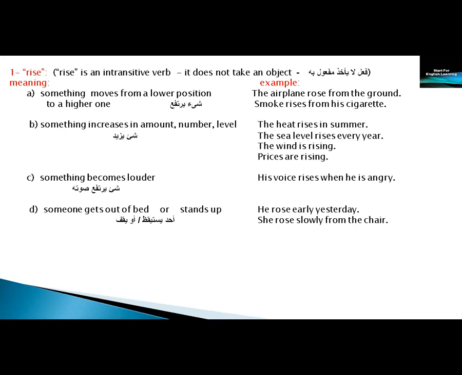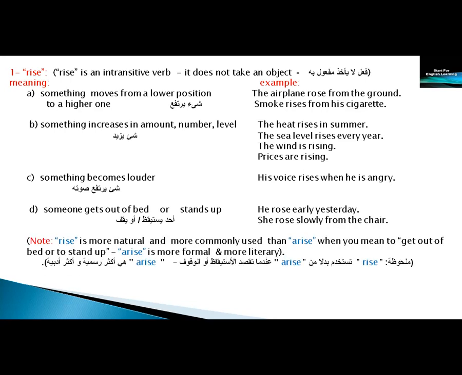D, someone gets out of bed or stands up. He rose early yesterday. She rose slowly from the chair. Note, rise is more natural and more commonly used than arise when you mean to get out of bed or to stand up. Arise is more formal and more literary. E, something appears. The sun rises in the east.